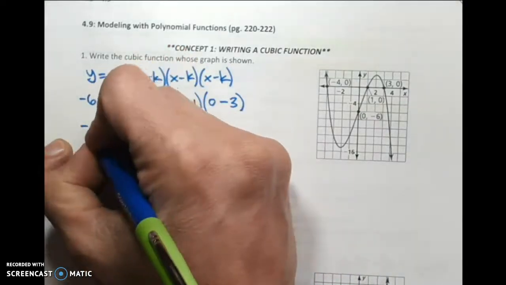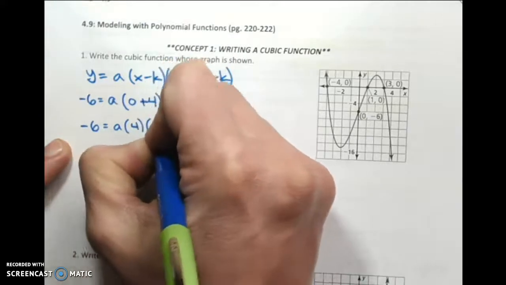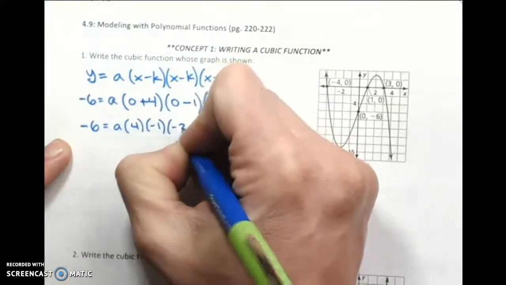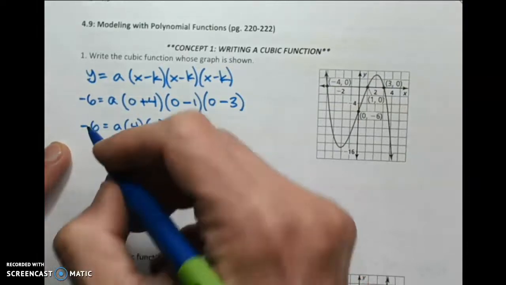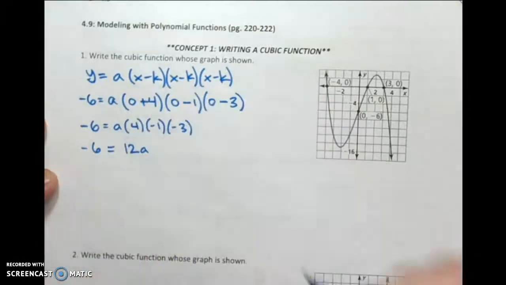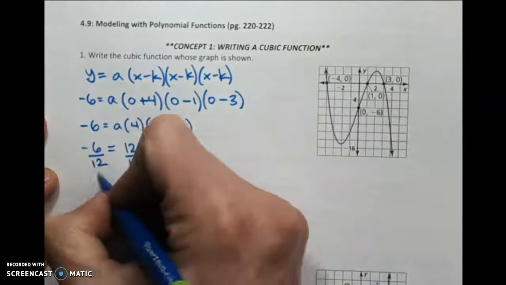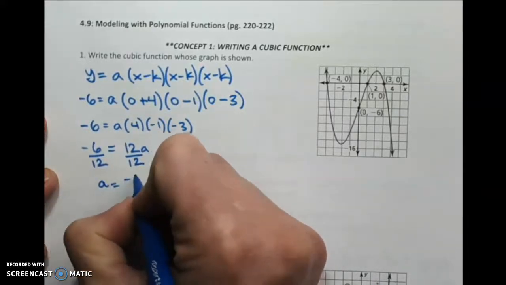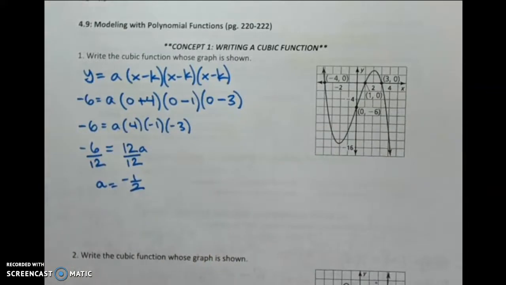So I get -6 equals a times 4 times -1 times -3. -1 times -3 is +3, times 4 is 12. 12a equals -6. Divide by 12, and a is equal to -1/2. Alright, perfect. Now all I need to do is write the function.